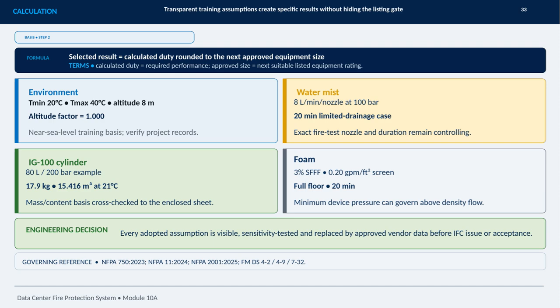The IG-100 example uses an 80-liter, 200-bar cylinder, with the stated mass and volume cross-checked to the enclosed sheet. The foam screen uses 3% SFFF, a flow density of 0.20 gallons per minute per square foot, full floor coverage, and 20 minutes. Importantly, minimum device pressure may govern above density flow. These assumptions are tied to the listed NFPA and FM references.